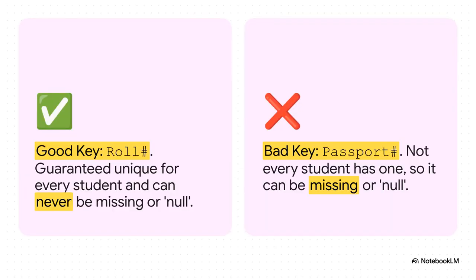But you gotta be smart about choosing a primary key. Roll number is great. Every student gets one, and it's always unique. But what about something like a passport number? That's a terrible choice. And why? Well, because not every student is going to have a passport. That value could be missing. We call that null. And that makes it completely unreliable as an identifier. A primary key can never, ever be null.